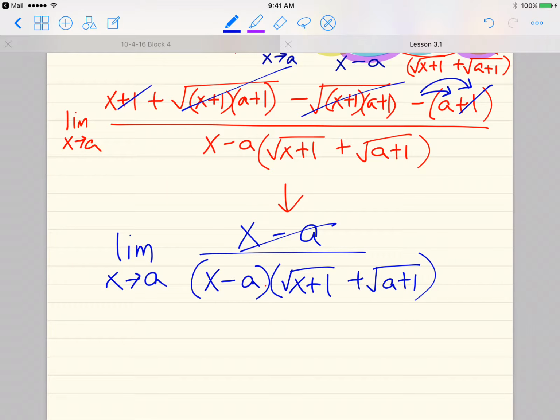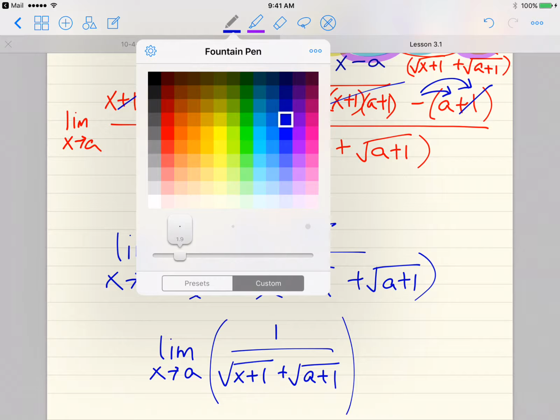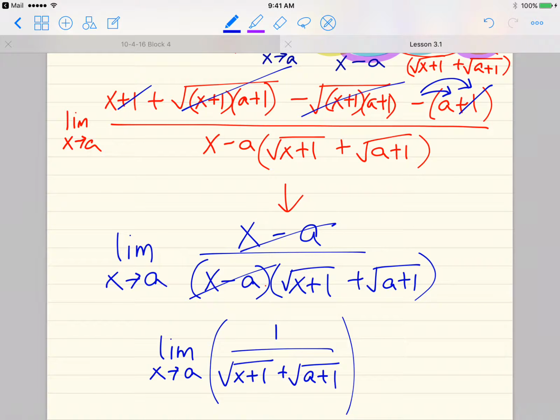As you can see, I can cross out the x minus a's. So your question becomes this. This is still an equivalent expression to what you started with, just the conditions for the domain change. But in terms of limits, it doesn't change. You can use the equivalent expression to find the same limits.